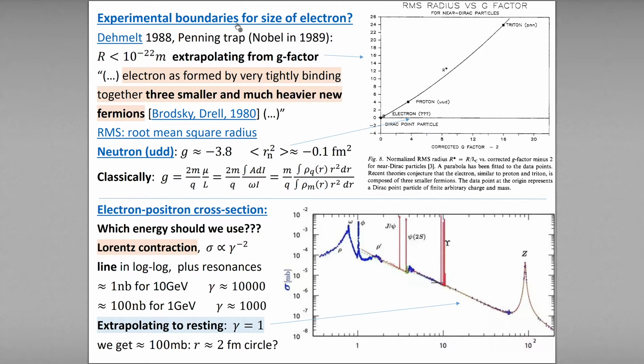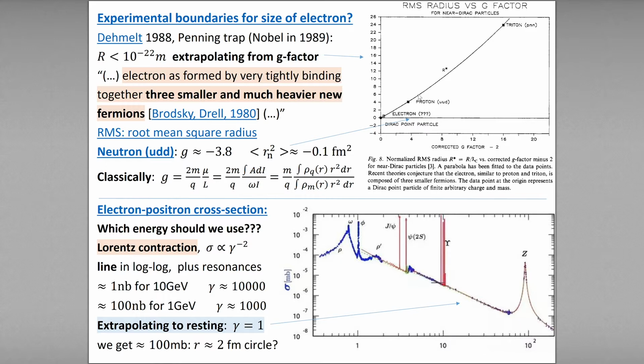But if you go back, look at the literature, how this was concluded, we usually get to Delmet's paper, 1988, with this plot. So what's happening in this plot? Here we have this g factor, which is a bit above 2 for the electron, and here we have a radius. So what are the points?